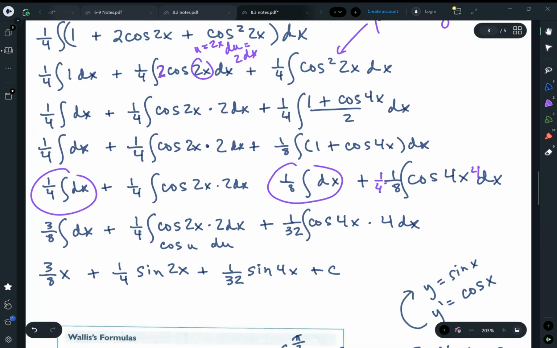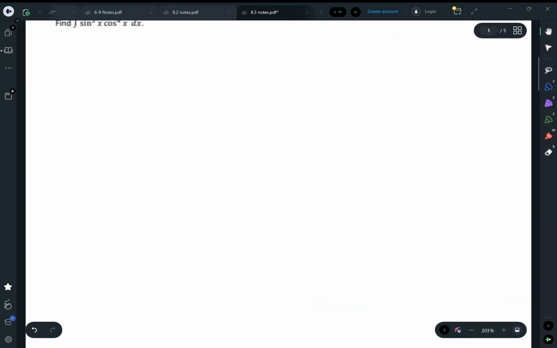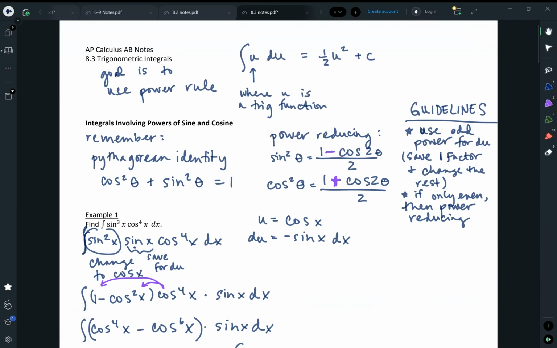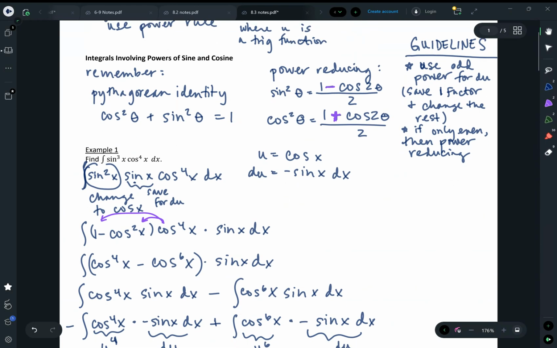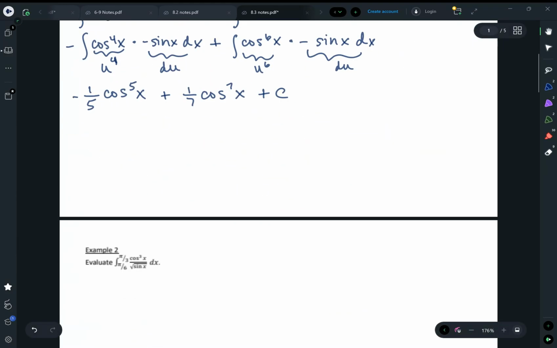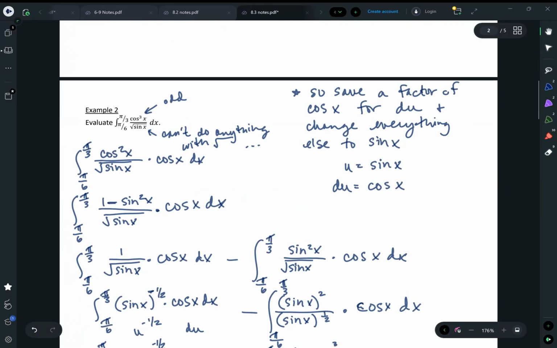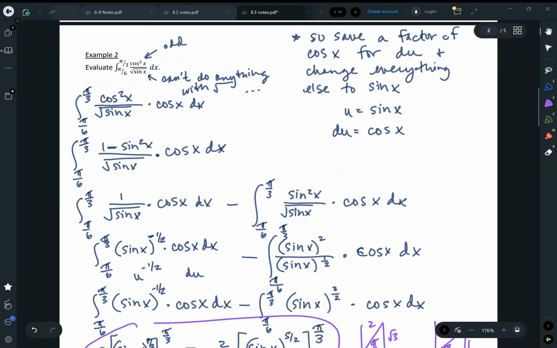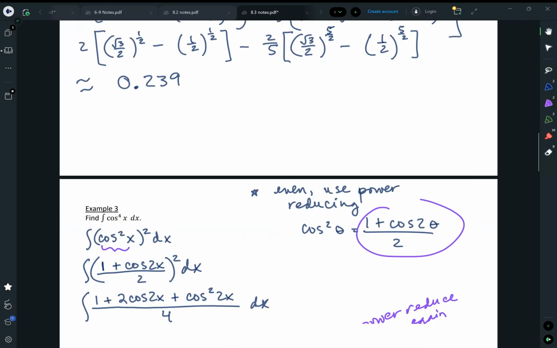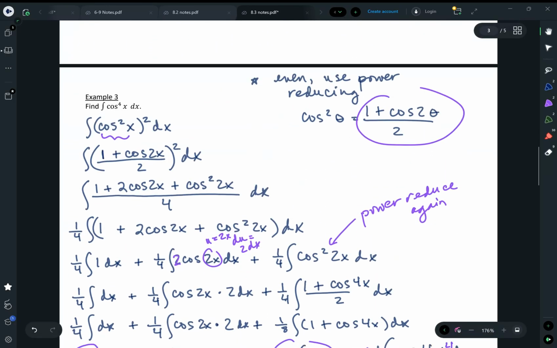So today is all about trig integrals. Basically, our strategy is to keep the even stuff, change the odd stuff, but save a factor for our du. We might have to do power reducing. We might have some square roots. We might have to break apart fractions, right? So all kinds of interesting stuff going on. The last one was definitely our example of power reducing.